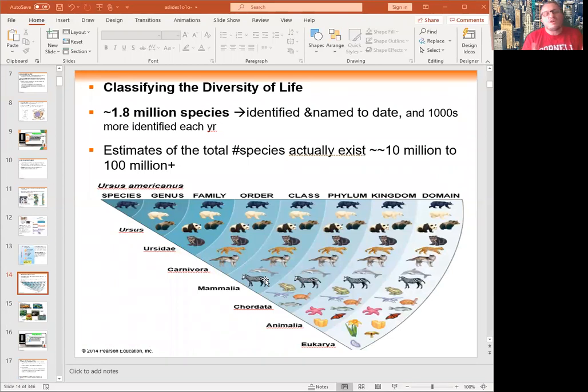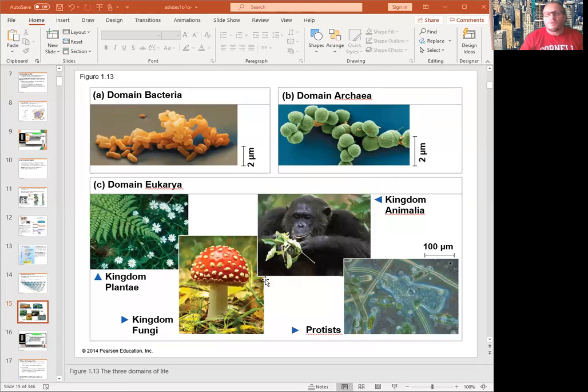Since we have over 1.8 million species, we have to classify these organisms into genus, family, order, class, phylum, kingdom, and domain. So the biggest group in this classification is the domain. There are 3 domains that include bacteria, archaea, and eukarya. Eukarya has kingdoms: Animalia, Plantae, Fungi, Protista.